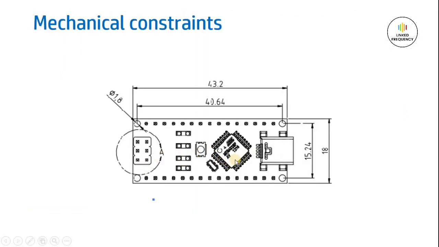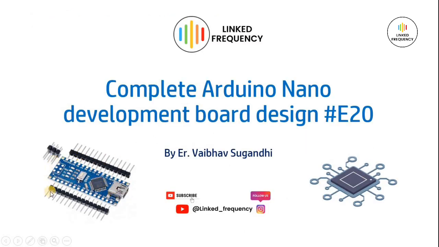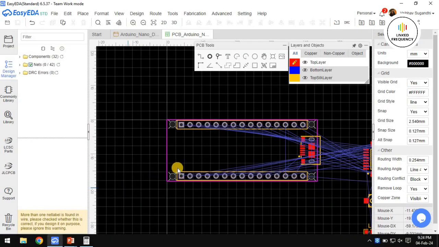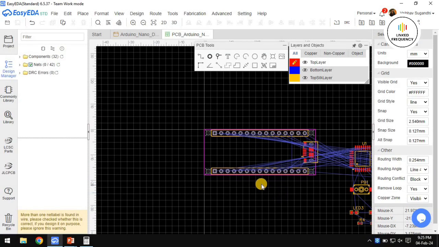Thereafter, we have a microcontroller IC and all these other components. I think by using this image, you can start placing them as per the standard. Let's do it together in the fast forward way.